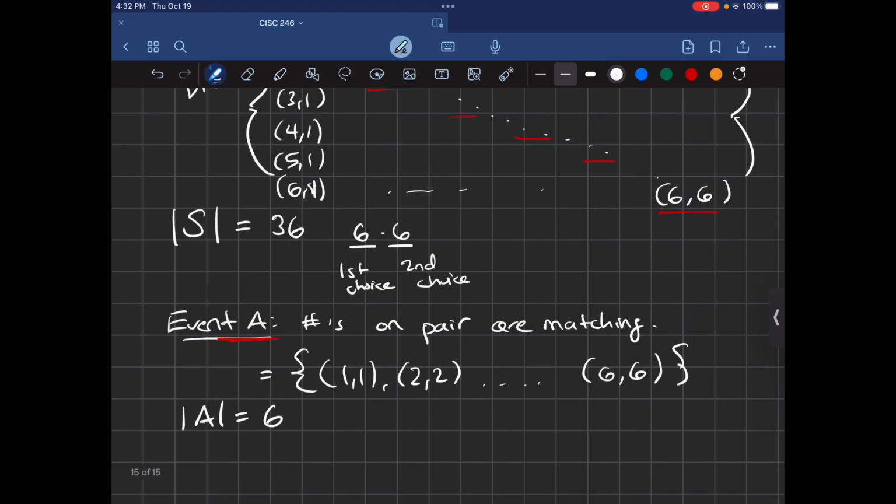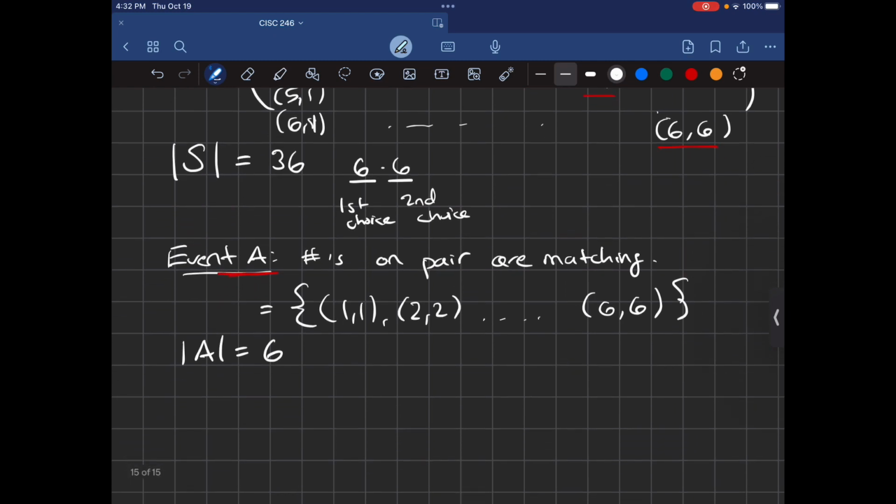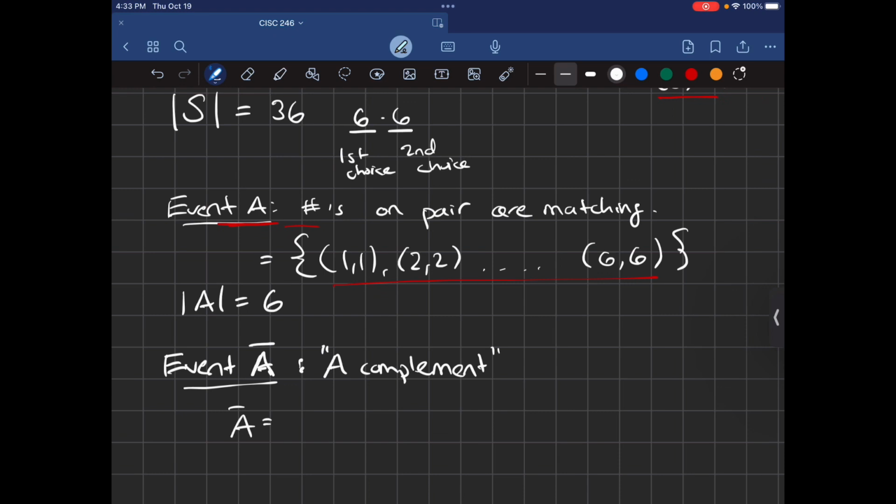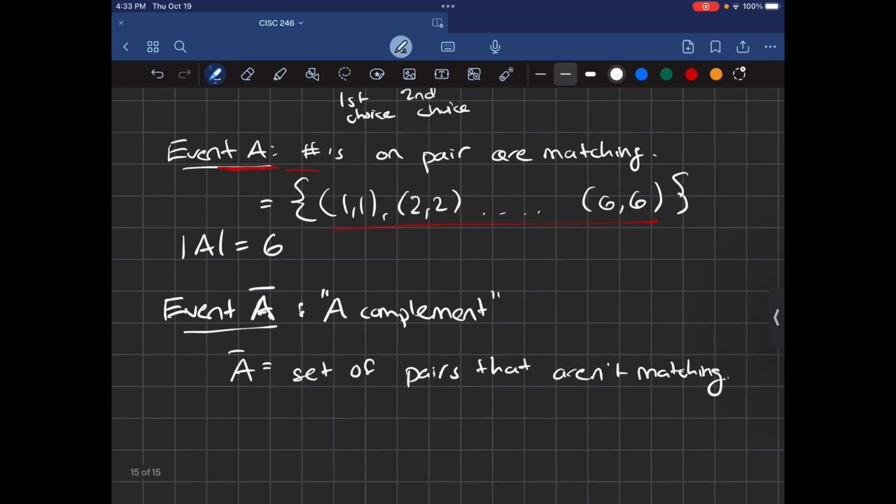An event that is usually of interest when we're dealing with probability is the complement of an event. And a complement here, I think your book didn't use this notation, sorry, I think your book used the bar notation. So this is a complement. And so if A is the set of all pairs that have matching numbers, then A complement equals the set of pairs that aren't matching. So for example, we could have 1,2 in there, 2,1, and many others. I don't know, 1,5, there's many.